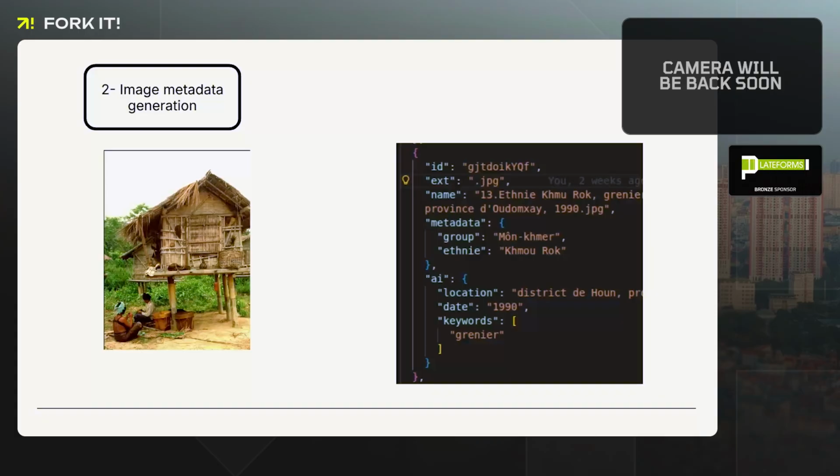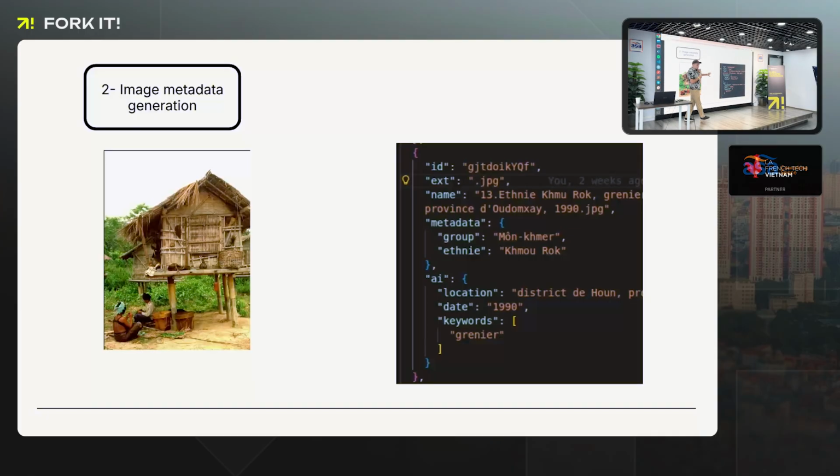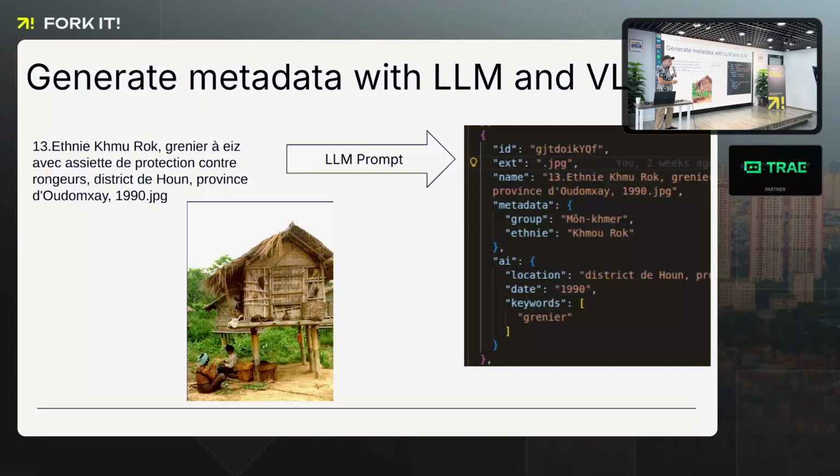So the idea is to attach to the picture some structured metadata. I would have, for example, here, I want to have the location, the date, some keywords about my picture. I don't want to do it myself, so we can use an LLM to do that.